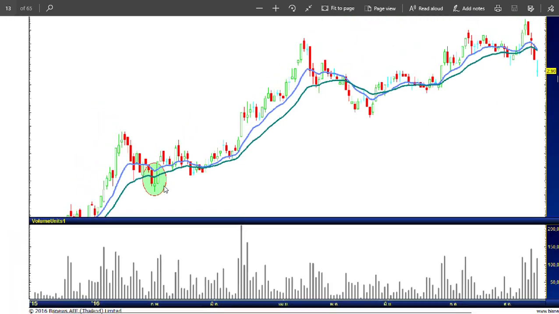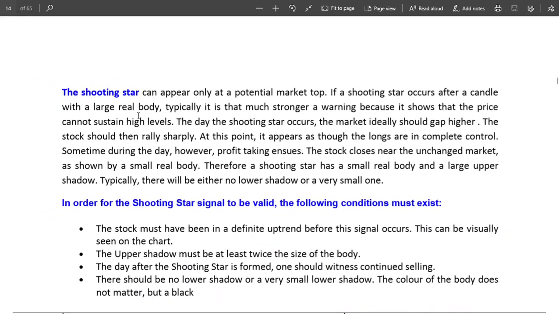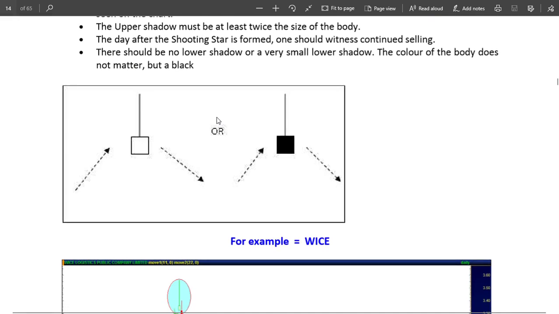Okay, so let's proceed. Now we have the shooting star. A shooting star can appear only at a potential market top. If a shooting star occurs after a candle with a large body, it is typically much stronger than a warning. It shows the price cannot sustain such high levels. So when price has gone very high and a shooting star appears, it means that price cannot stay that high, price has to go back down. This is what a shooting star looks like. Sellers push the price down to have a little body left.